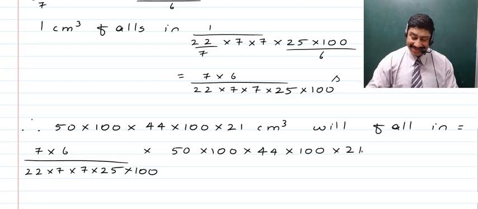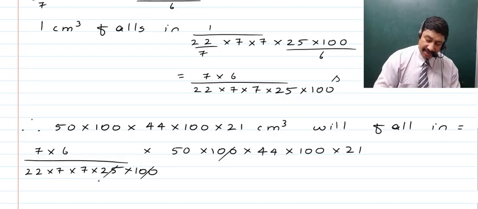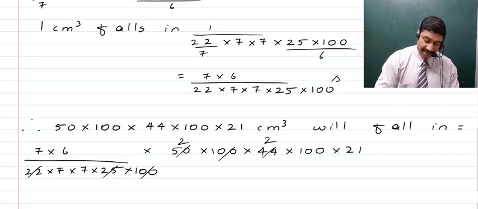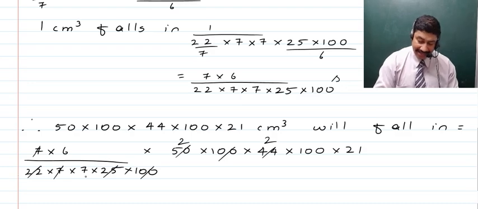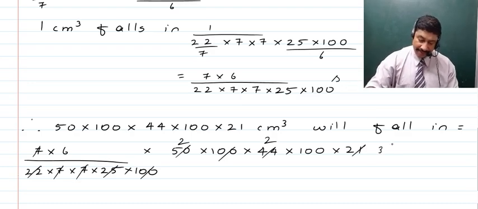Now here, children, there are certain common factors which will get cancelled, like we have 100 and 100 which will get cancelled, right? We have 25 which will get cancelled with 50 2 times, and then we have 22 which will get cancelled with 44 2 times, right? Then we have one power of 7 which will get cancelled, and another power of 7 which will get cancelled with 21 3 times, and thus there is nothing which is there in the denominator.